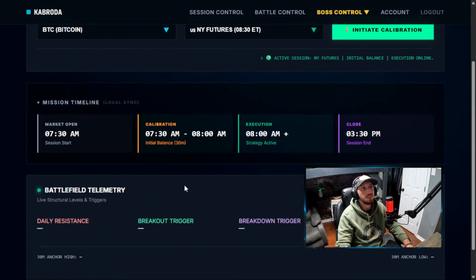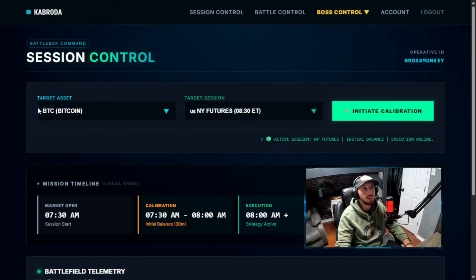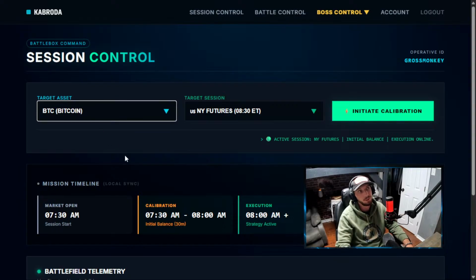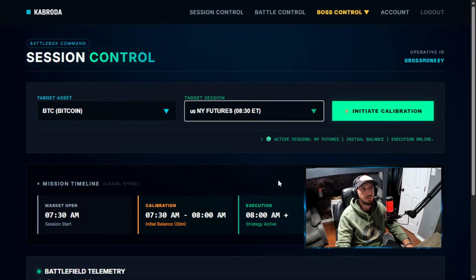What you've got here is the asset that we're trading. So we got Bitcoin, Ethereum, and Solana all on here. We are going to stick with Bitcoin for the live stream. After the asset, we got the different markets you can trade. We got a couple of different ones on here. We typically stick with the New York futures one.